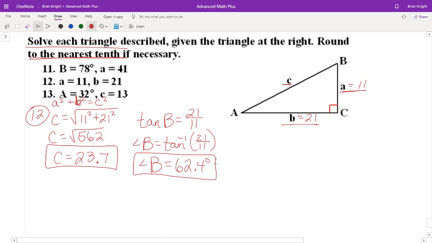All right. Can I use that to find A? I can, but do I want to? No. Again, because what if B's wrong? If B's wrong and you use it to find A, you just got them both wrong. So A will be exactly like B, except the numbers are what? Flipped. So we're doing tangent of A equals 11 over 21. So A is going to be the inverse tangent of 11 over 21. What would that be?